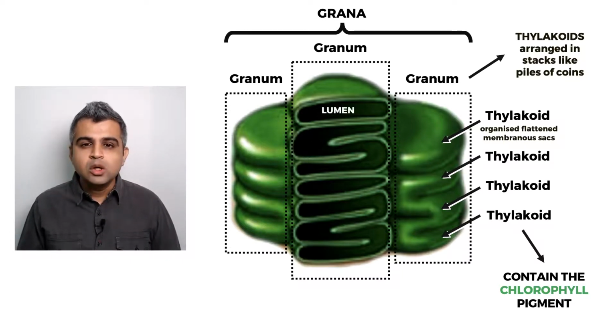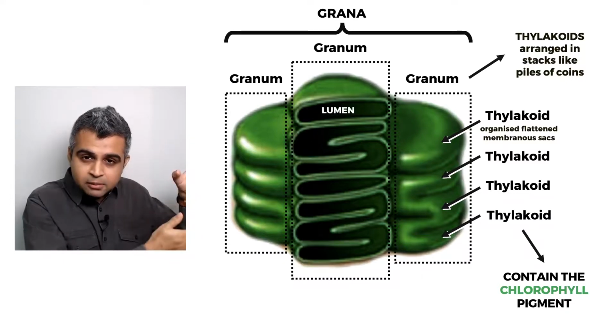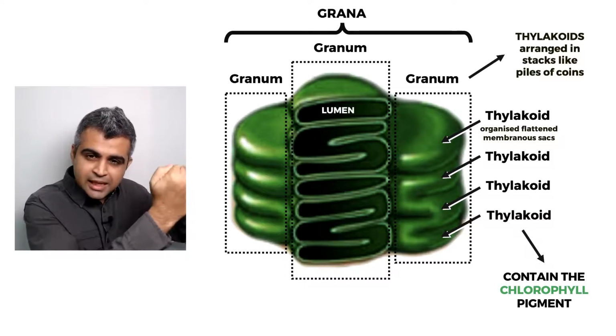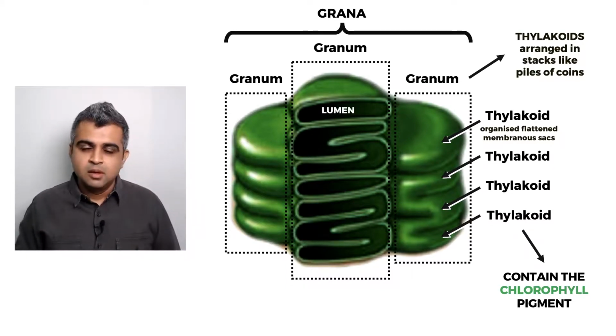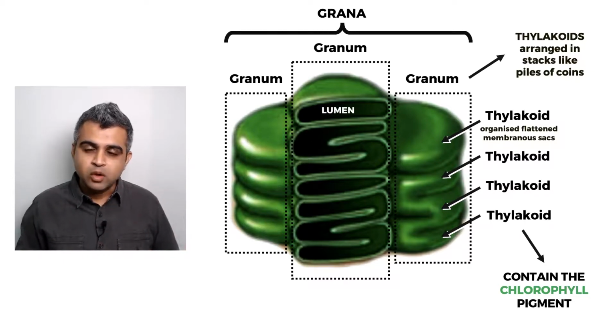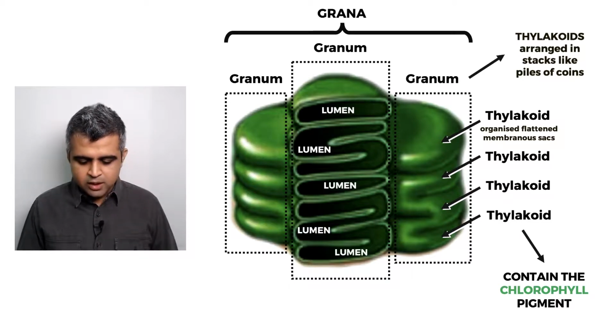Now, you will notice that if I was to cut through the building, or through the granum, each individual thylakoid will be cut, and you will see that inside there is a space. What will be the space inside this thylakoid called? What will be the space called? It will be called the lumen. So all of these spaces that you see here are called the lumen.